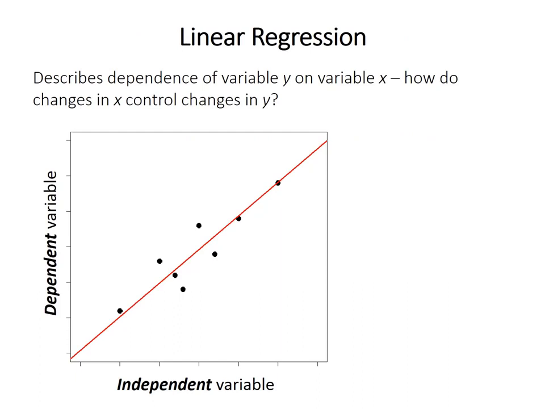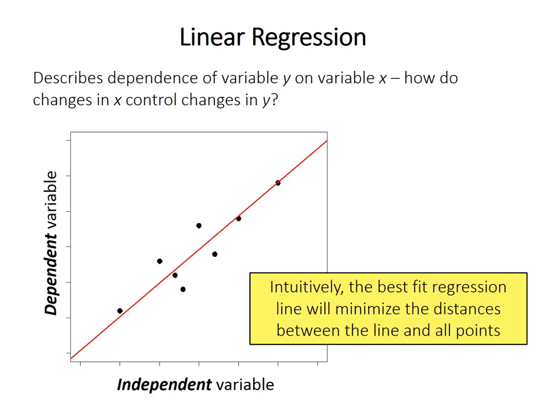So linear regression describes the dependence of one variable, traditionally placed on the y-axis, on another, traditionally the x-axis. Basically, how do changes in the independent variable x control changes in the dependent variable y. The variables have these names because the x-axis one is independent, it can take on more or less any value, but the y-axis one in our hypothesis here is controlled by, and therefore dependent upon, at least partially dependent upon, the independent variable.